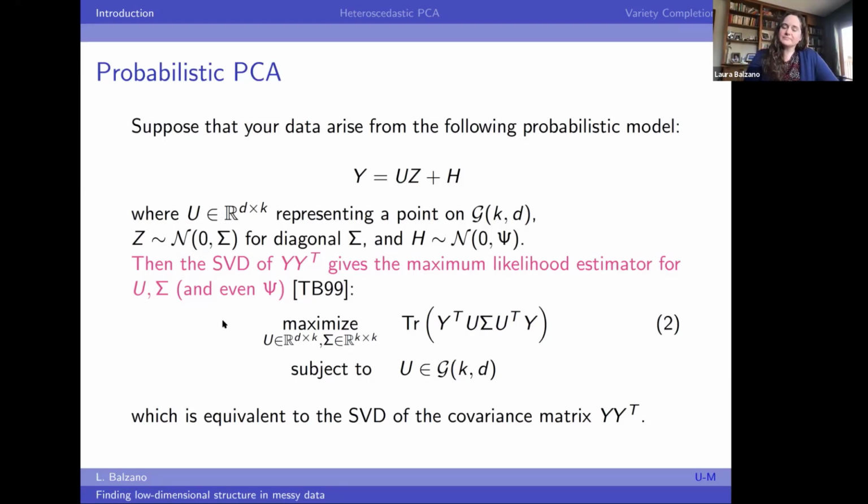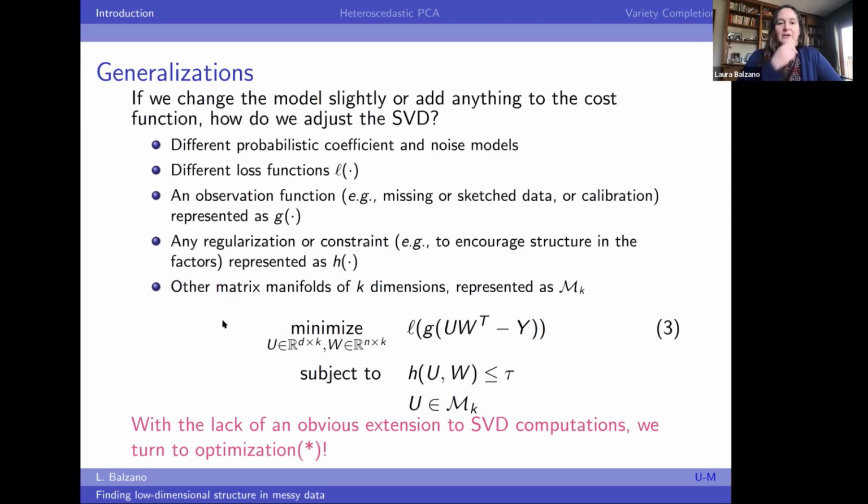And so the SVD is, on one hand, a matrix decomposition, and on the other hand, the solution to these two interesting model formulations of different problems we might see. Okay. Now, if we wanted to generalize the two problems that I just mentioned, we can imagine a lot of things we might want to do. We might want to use different coefficient and noise models other than Gaussian in the last example.